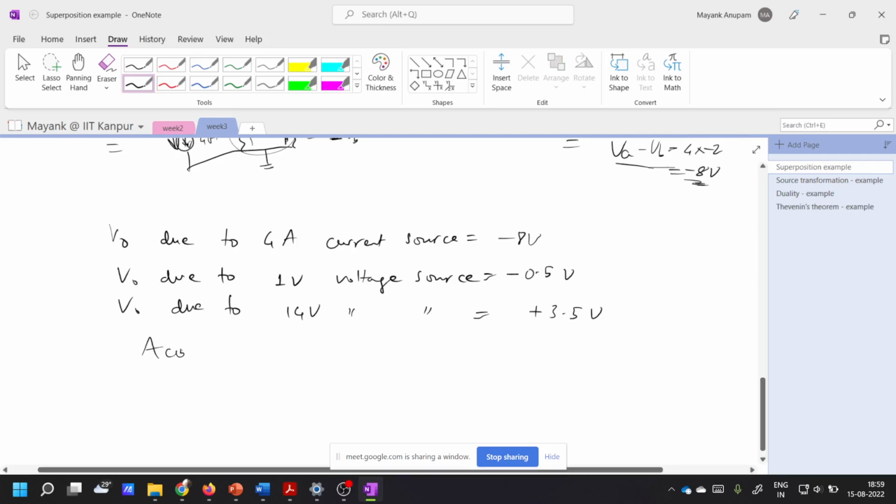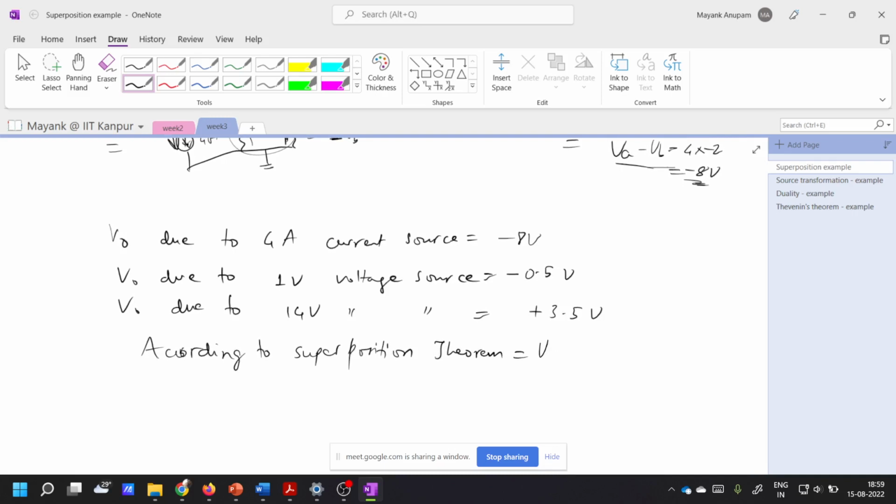So total voltage will be how much, according to superposition? What was superposition? If you want to find the total voltage, you have found the voltage for all the individual independent sources. Now I want to find the total voltage at V0. I have found V0 due to all the individual sources. So what does superposition say? Sum of all the individual ones. And what kind of sum? Algebraic sum.